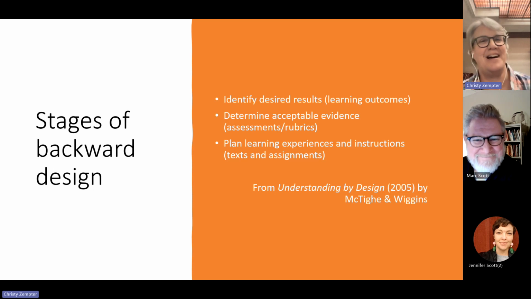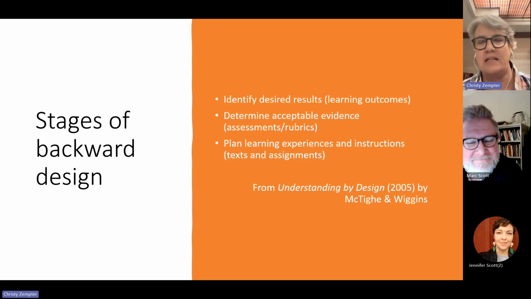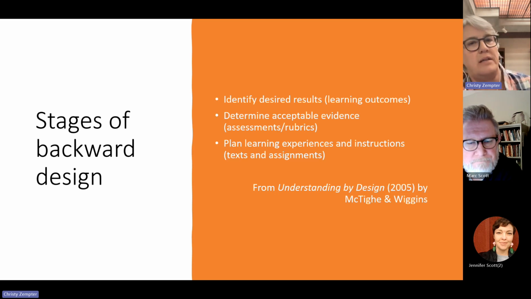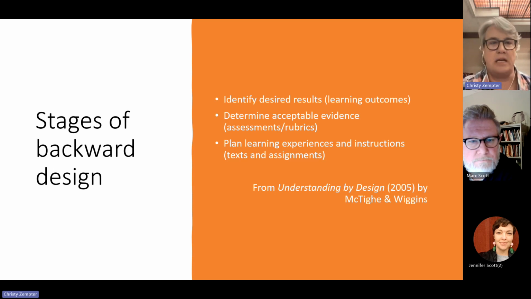So McTighe and Wiggins identified 3 stages that we should go through to achieve this backward design process of curriculum development. And the first stage that we want to start with is those learning outcomes. So figuring out what is it that we want students to leave this class with. Again, what kind of skills do they need to have at the end of this class? What knowledge do we want to make sure they have at the end of this class? So that's the first thing to think about. What are those things that we want to achieve in this particular class?